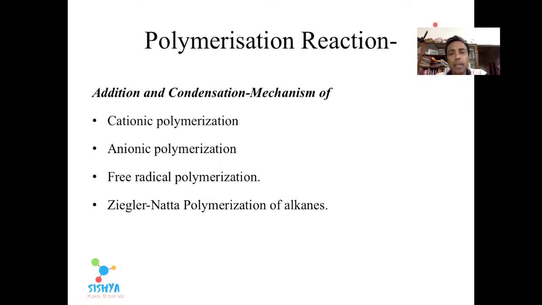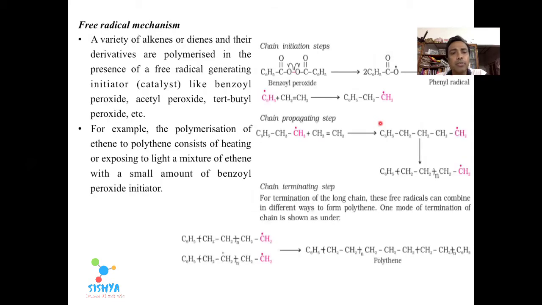So what are cationic polymerizations all about, and anionic and free radicals? Let's go through all of them. Since we have already covered free radical polymerizations in an earlier part, first I would like to discuss the free radical mechanism at the very beginning. So what is the free radical mechanism all about?